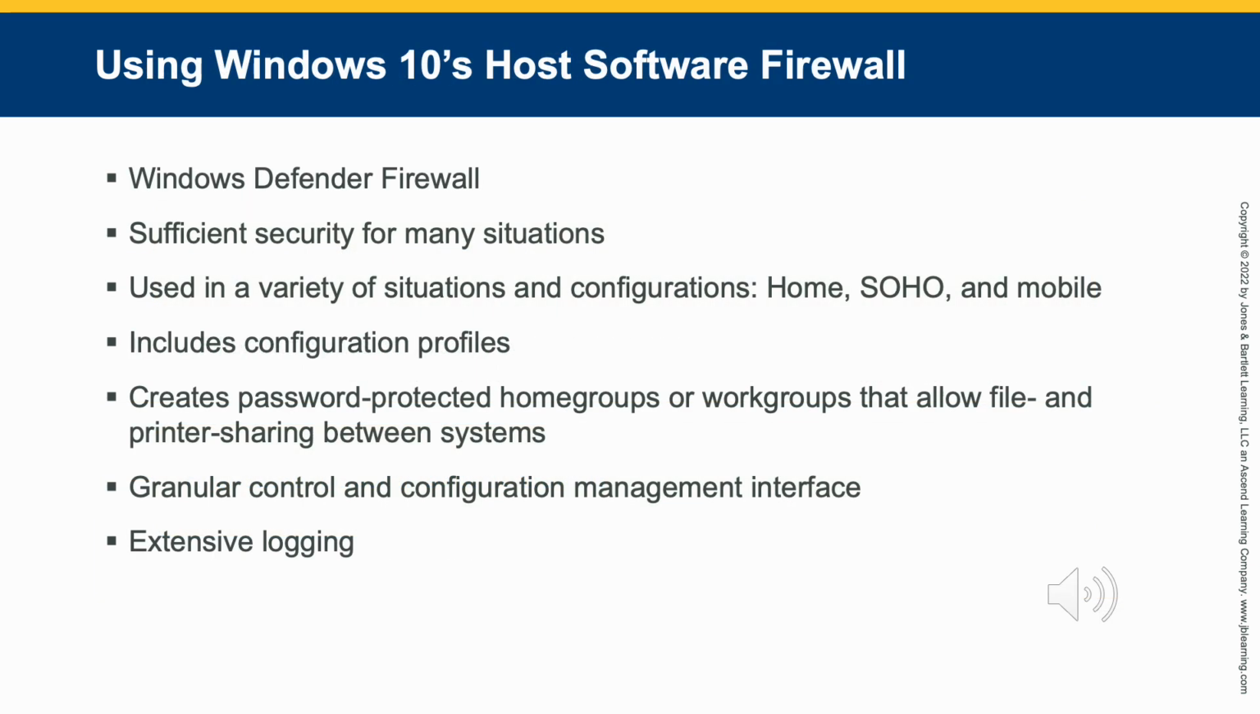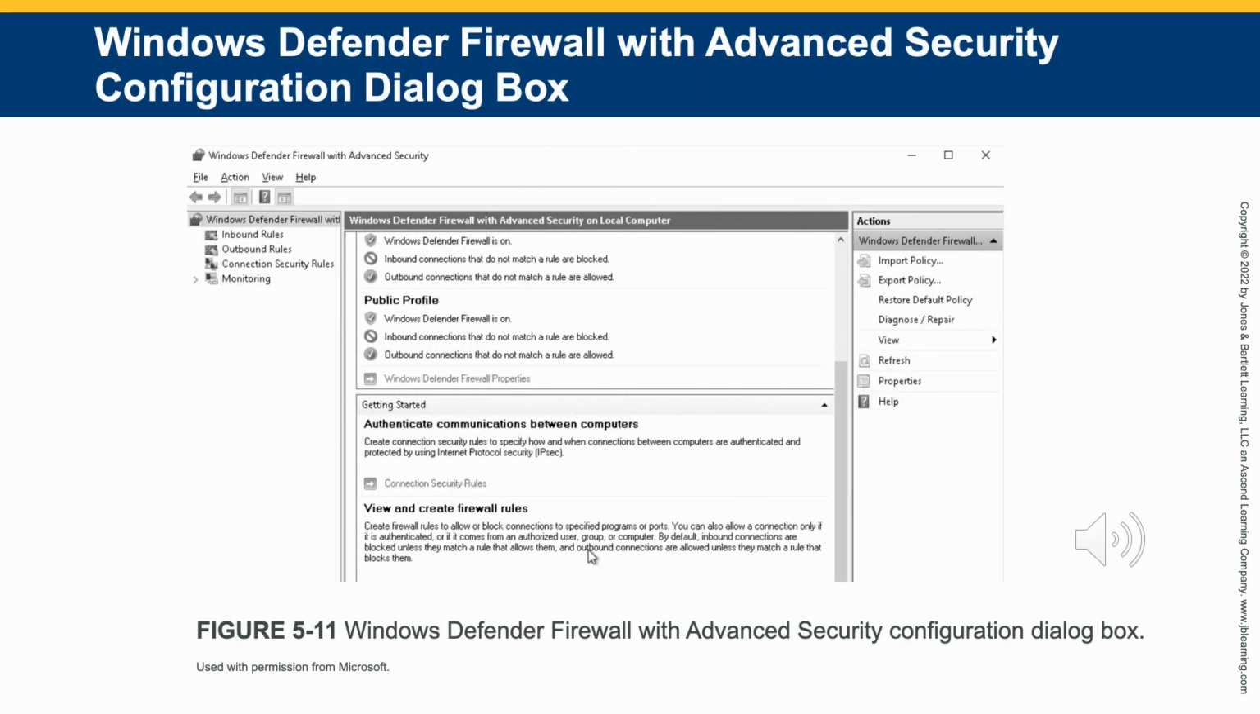Using Windows 10's host firewall, which is Windows Defender, is sufficient for security in many situations. It's used in a variety of situations and configurations for home, small office, home office, and mobile. It includes configuration profiles, creates password-protected home groups or work groups to allow file and printer sharing between systems, granular control and a configuration management interface, and extensive logging. This is an example of a Windows Defender firewall with advanced security configuration.